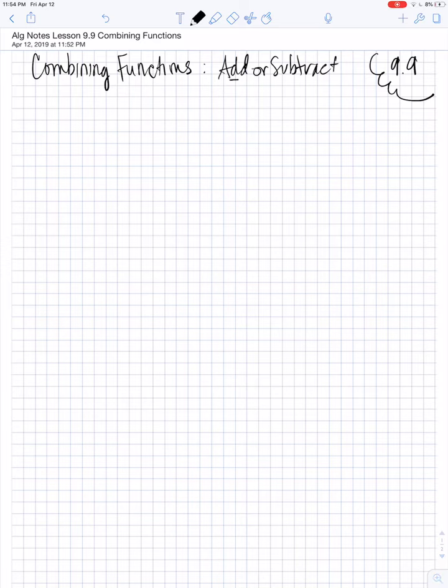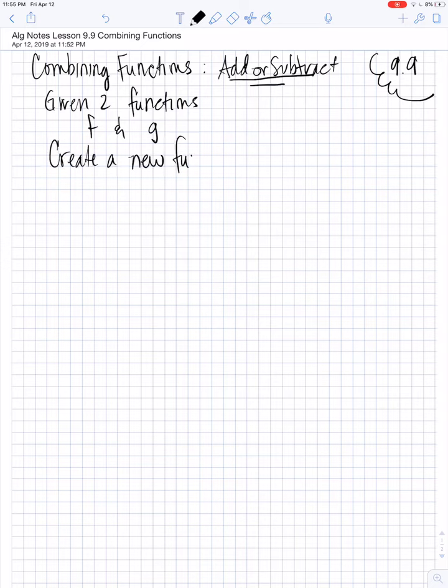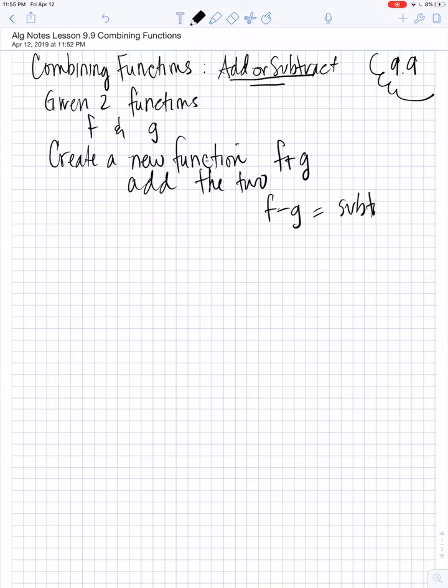So one thing that we could do is we can just add or subtract functions. So imagine that if I am given two functions, let's just say I have the function f and I have the function g. Well, then I can create a new function by combining the given functions. I can create a new function f plus g, and I can do that just by adding the two. Or I can create f minus g, and you guessed it, I would just have to subtract them.